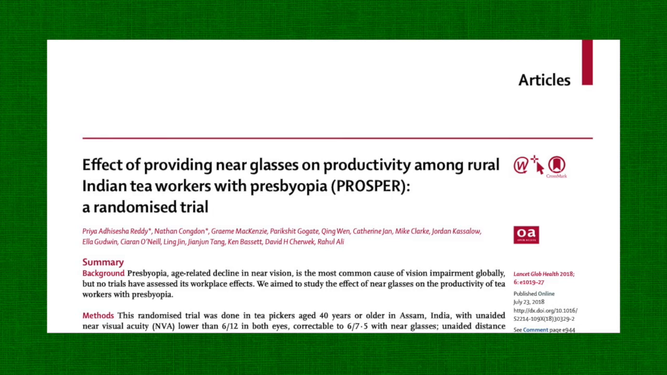We could regard this as maybe it's a public health example, but it looked at whether or not people who were picking tea in India would benefit from being given glasses to correct refractive error if they needed the glasses. Would it benefit them? Would it help them to pick more tea? Would it improve their visual quality of life?